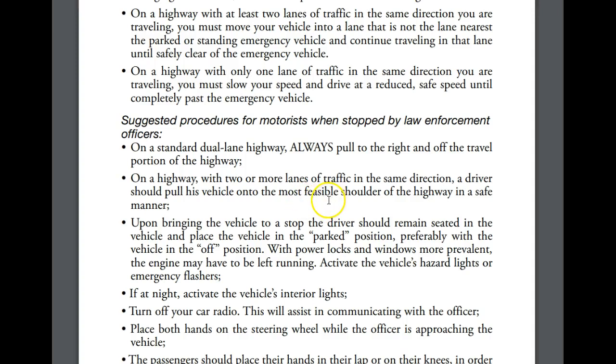So if you don't know what feasible means and you go to take that test, you might not know when or how you're supposed to stop your car if you're pulled over by a law enforcement officer. Even more important, if you don't know what the word feasible means, because that's where it says to pull your car, you should pull your vehicle into the most feasible shoulder of the highway. So if you don't know what that means, and after you get your driver's license, a police car pulls up behind you, how do you know where to stop?